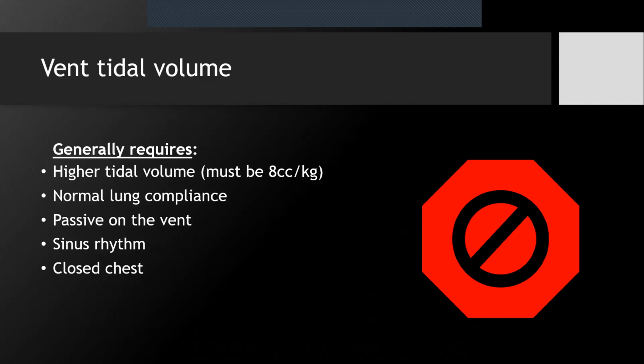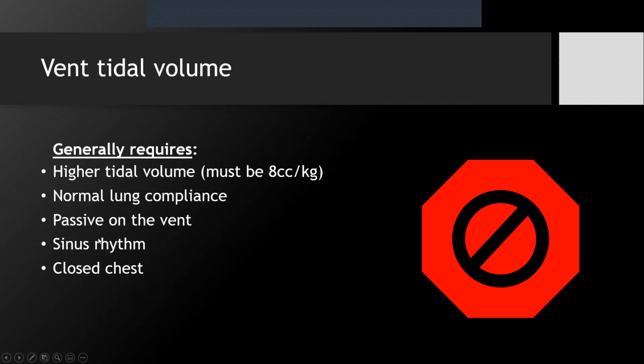Number one, generally you have to be on a high tidal volume. It's 8 cc's per kg. This is something the board loves to ask on the critical care board review. But the tidal volume has to be large enough in general to simulate that change in preload. You have to have normal lung compliance. You have to be passive on the vent, because if the patient is at the same time putting in spontaneous efforts, then you're going to have some negative pressure combining with positive pressure, and you'll never know. It's basically not standardized to whatever amount of pressure is usually generated by a change in tidal volume. If you don't have normal lung compliance, then you might not be transmitting the pressure to the intrathoracic space.